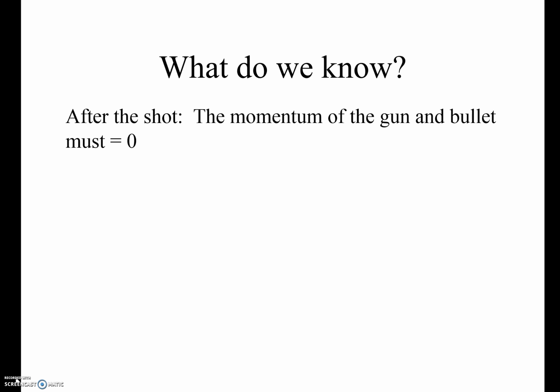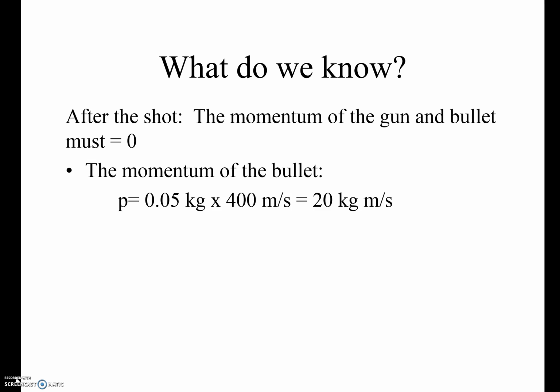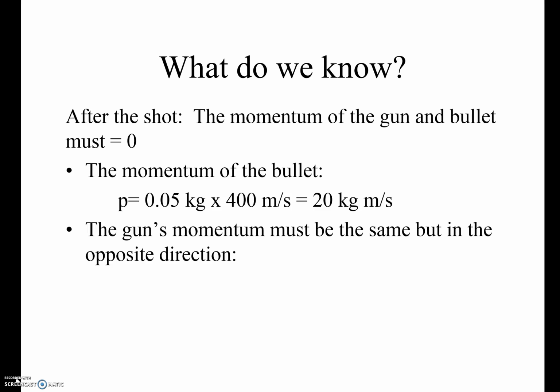After the bullet is shot from the gun, we know that the momentum of the gun and the bullet together must equal 0. Well, we calculated the momentum of the bullet. We said the momentum of the bullet is 20 kilogram meters per second. In order for the total momentum of the gun and the bullet to equal 0, that must mean that the gun's momentum must be the same, but in the opposite direction.